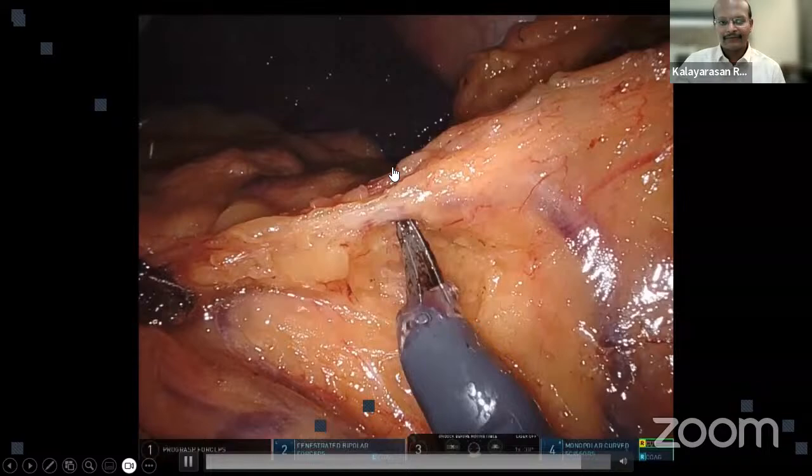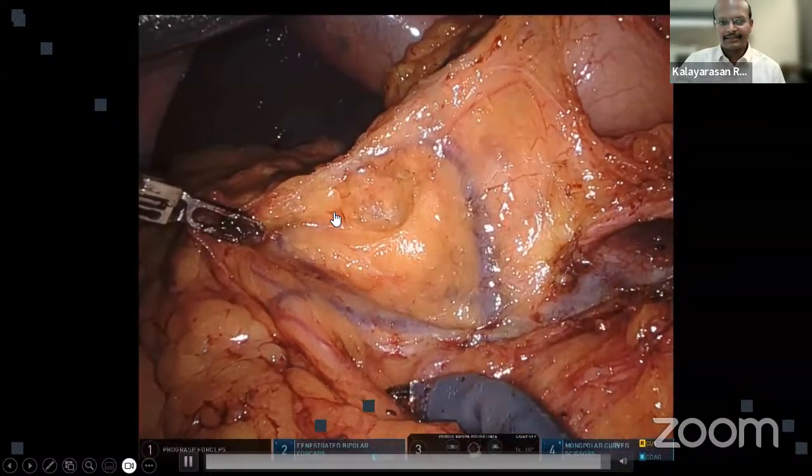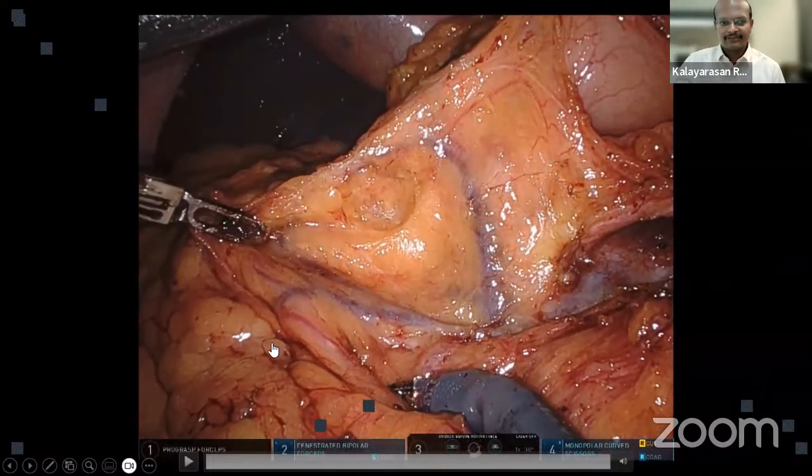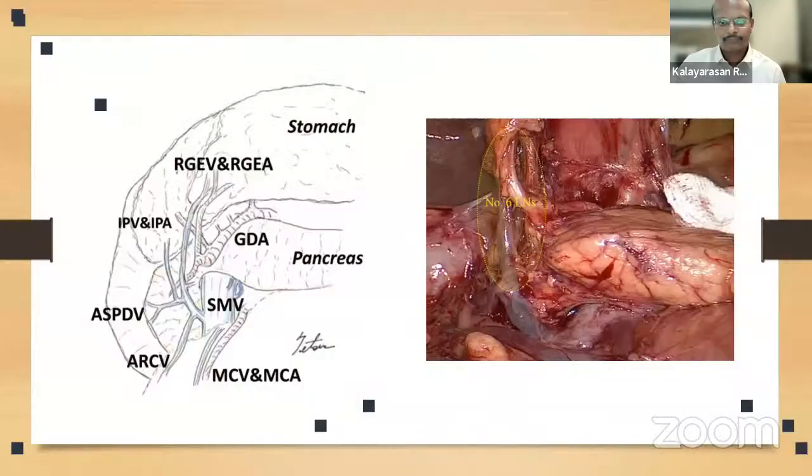gastrocolic trunk. So you will have the accessory right colic vein here, which we will divide. So this will be divided, and this is the gastroepiploic vein, and this is the pancreaticoduodenal vein, and this is the junction at which we will be dividing the gastroepiploic vein. So this is the area of the dissection along the gastroepiploic vein. Then we have the gastroepiploic artery and then the infrapyloric artery.